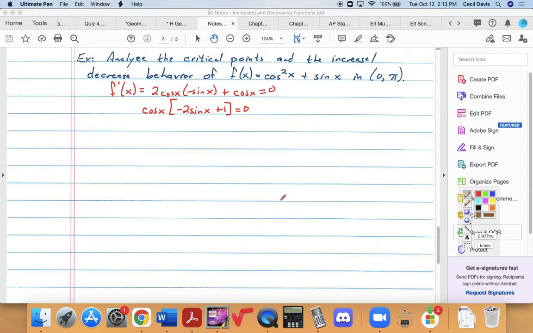On the interval from 0 to pi, where is cosine of x equal to 0? 0 and pi? Pi over 2. Wow, that was a group swing and miss. And then here we're going to have 1 minus 2 sine of x equals 0, which means that sine of x has got to be equal to a half.